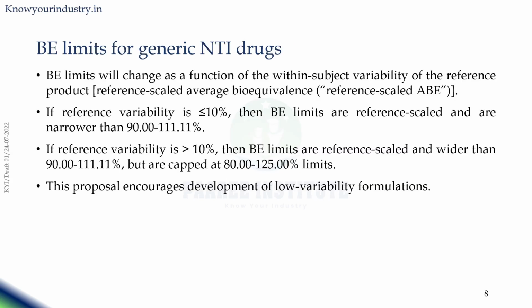The bioequivalence limits for generic narrow therapeutic index drugs are as follows. If the reference variability is equal to or less than 10%, then the BE limits are reference scaled and are narrower than 90 to 111%. If the reference variability is more than 10%, then the BE limits are reference scaled and wider than 90 to 111%, but are capped at 80 to 120% limits. The proposal encourages development of low variability formulations. And the overall design is reference scaled average bioequivalence for the bioequivalence studies of NTI drugs.